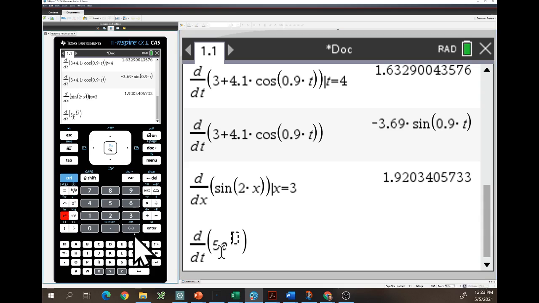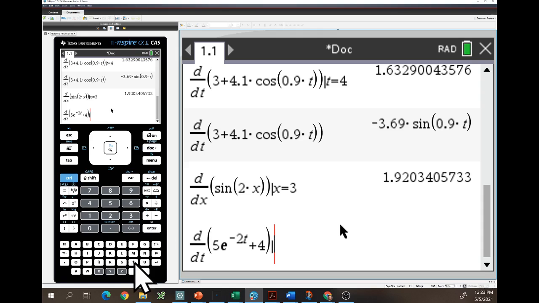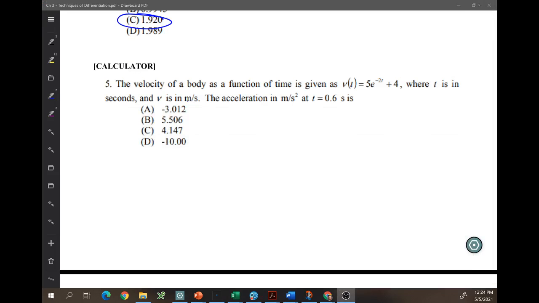So 5e to the negative 2t. And make sure we put the arrow over plus 4. And then outside here, we're going to do control equals at time equals, they said 0.6. So we'll get negative 3.0119 or negative 3.012 is our answer.